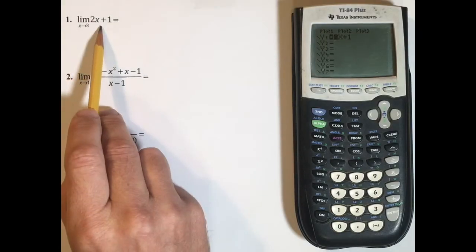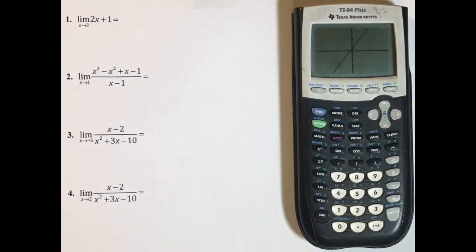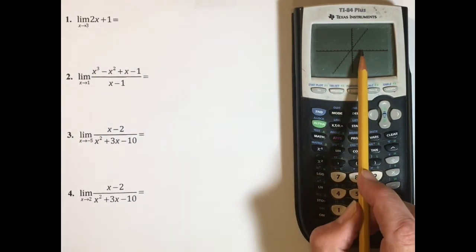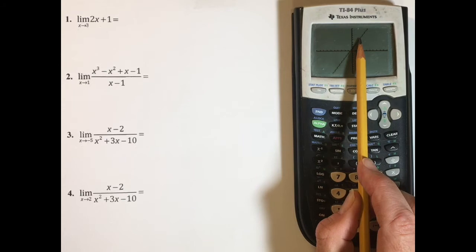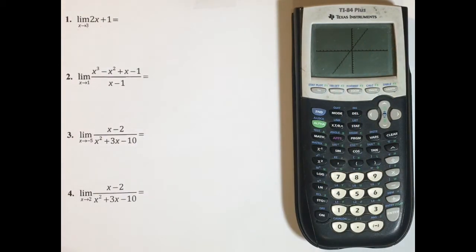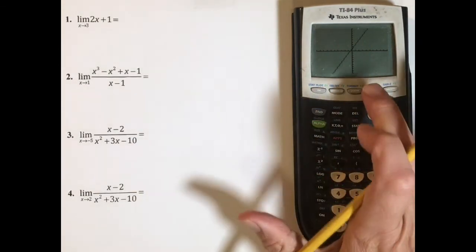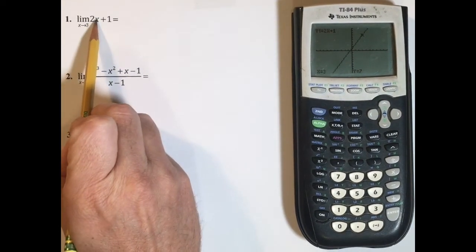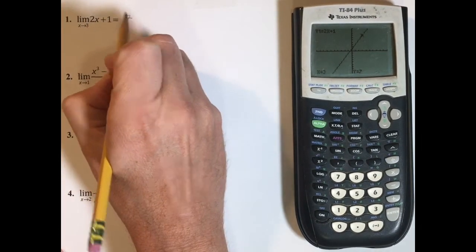Let's take a look at the function 2x plus 1 on the graphing calculator. It's just a line. At x equals 3, the graph is not exhibiting any strange behavior. Evaluating the limit as x approaches 3 is as simple as tracing 3 or just evaluating the function at 3. If I plug in 3, 2 times 3 is 6, and 6 plus 1 equals 7.